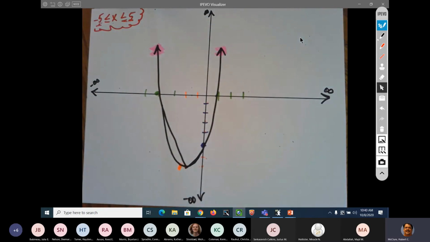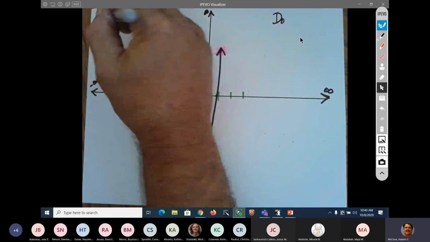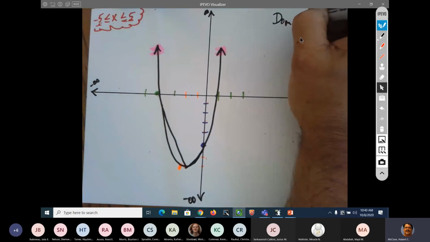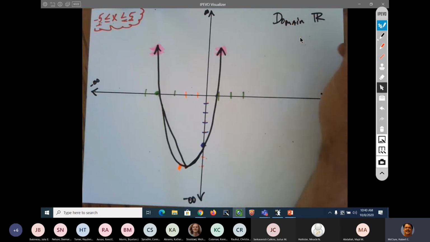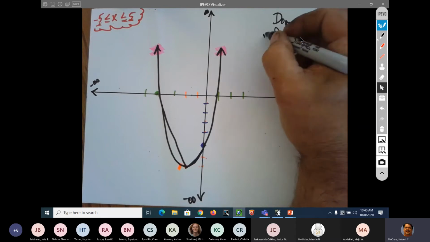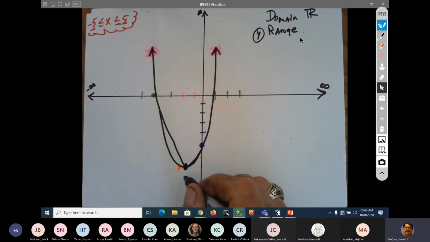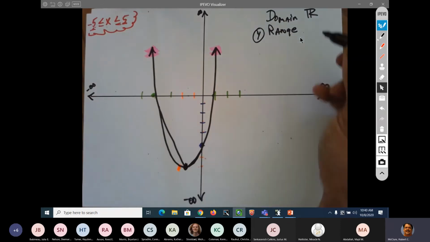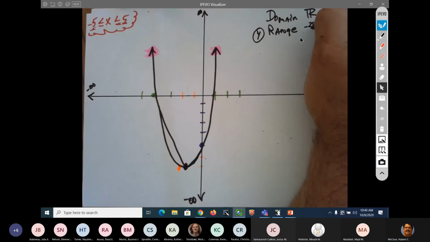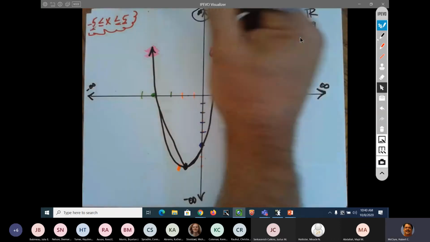All right, so the domain is all real numbers. I told you, you don't really have to think about that unless something like that is in the directions. Domain is all real numbers. Range, remember, is the only one that's in the y direction. So that would be the vertex, which is -29/4, to positive infinity.